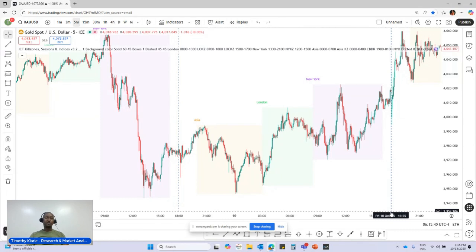Probably you can look at the reversals. Of course, after the breakouts, there is the continuation. Okay, so that is the breakout, retest, and continuation.